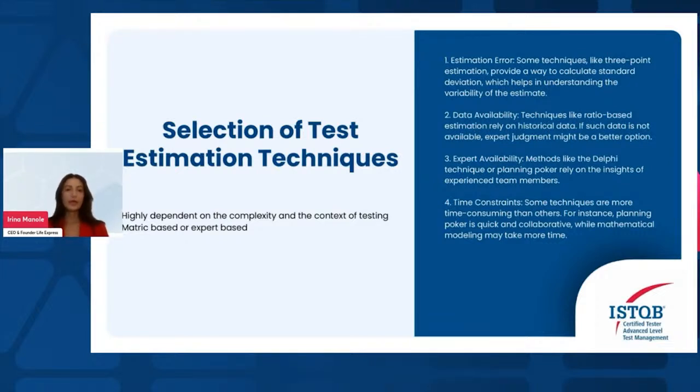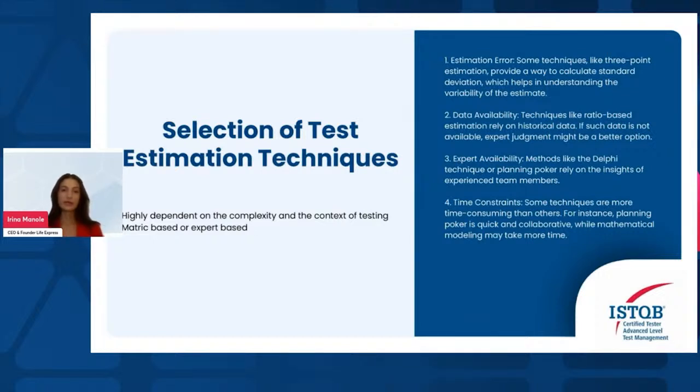More about the test estimation techniques you can find in the ISTQB Foundation Level Syllabus version 4. The estimation techniques are broadly categorized into metric-based and expert-based approaches. The choice of technique depends on several factors. One factor would be estimation error. Some techniques, like three-point estimation, provide a way to calculate standard deviation, which helps in understanding the variability of the estimate. Data availability: these are techniques like ratio-based estimation, which rely on historical data.